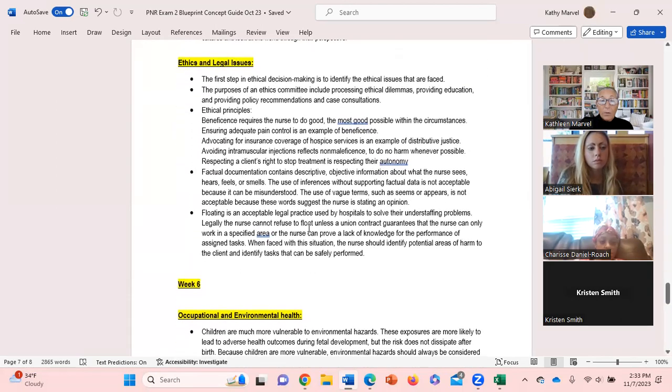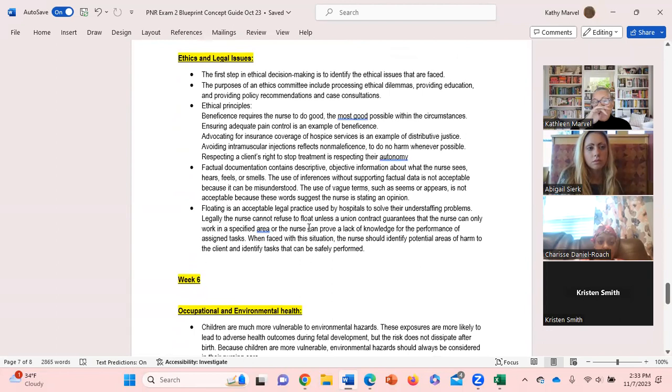Ethical and legal issues, right? Obviously, the first step in ethical decision making is, what's the issue? Is it an end of life issue? Is it a treatment issue? In our profession, we're faced with ethical conflicts all the time. But the first thing in ethical decision making is, what's the issue?